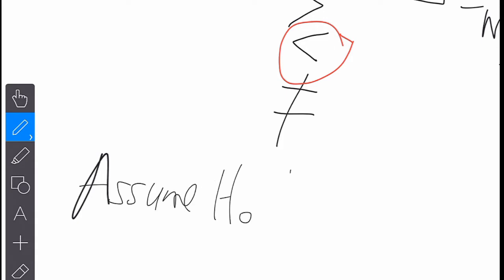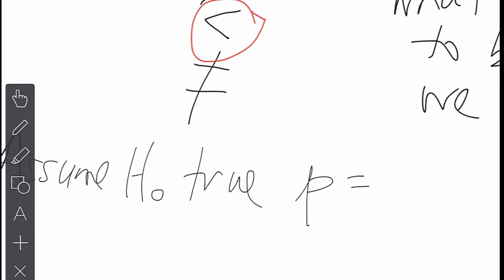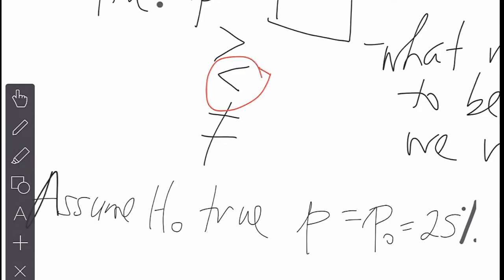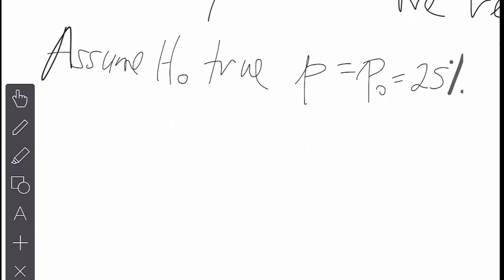What does that mean? It means that P, the true proportion, is equal to P0, which is 25%. Okay, so this is what we believe to be true. Now, what are the implications of that?